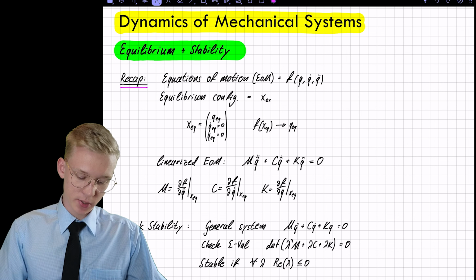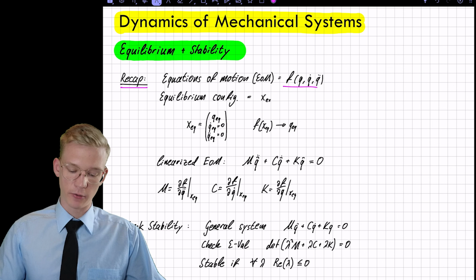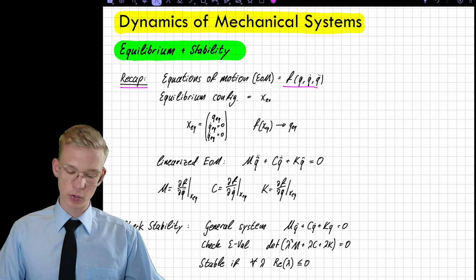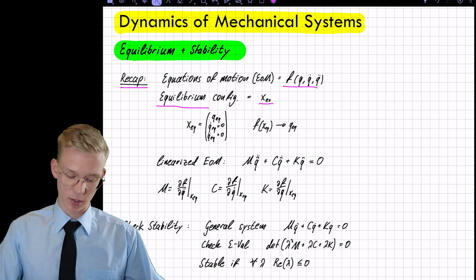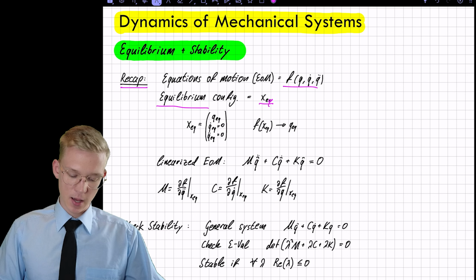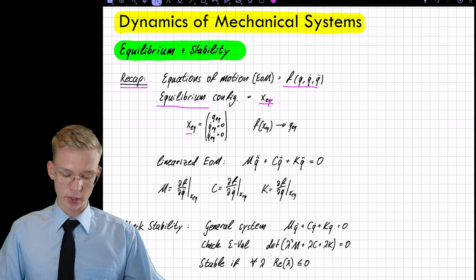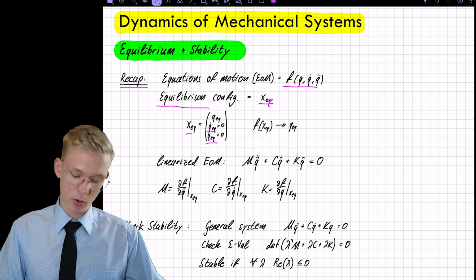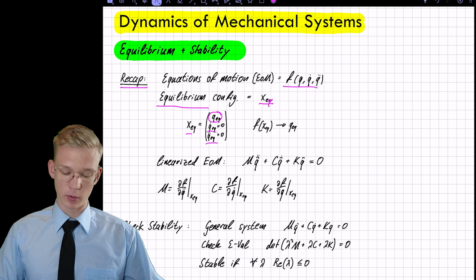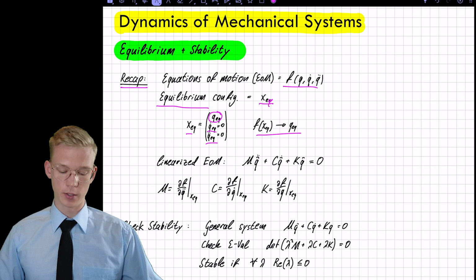In the last videos, we found the equations of motion. And with the help of those equations of motion, we found an equilibrium position, Q equilibrium. This equilibrium position was found when we set Q double dot to zero, Q dot to zero, and the only variable left is our Q equilibrium. So that's how we found it.